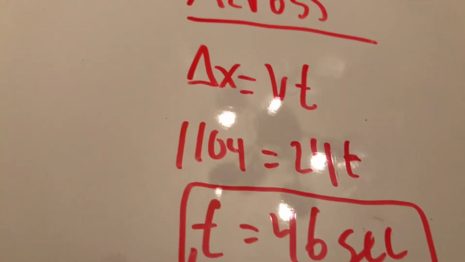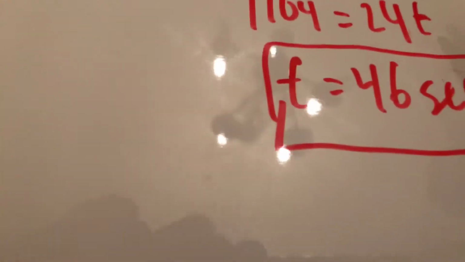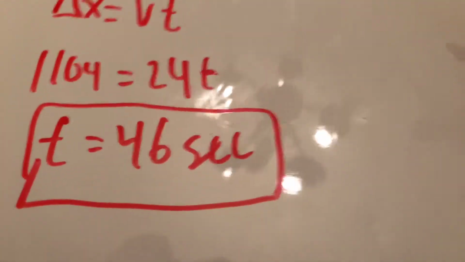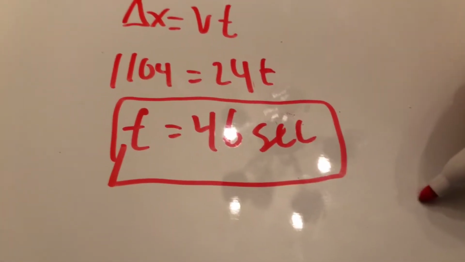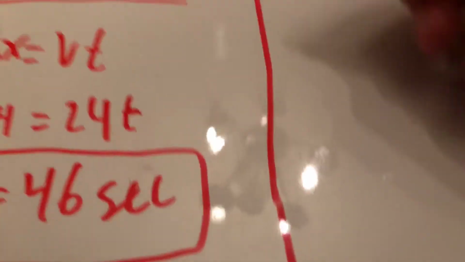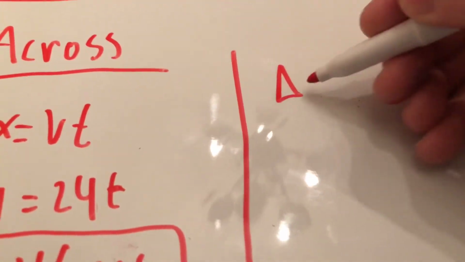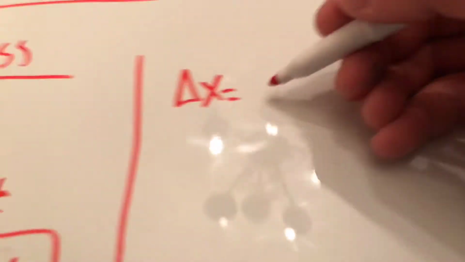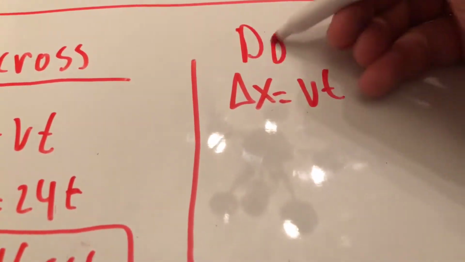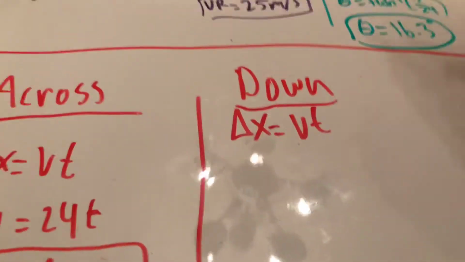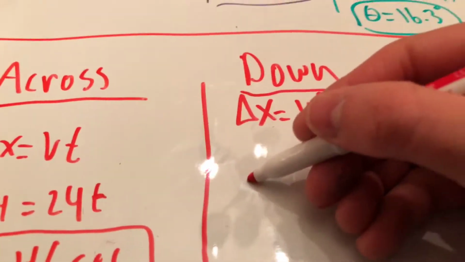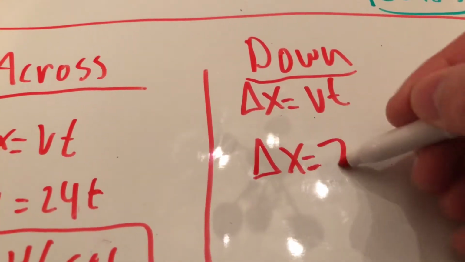And then the next part of this question is, so this gets me across. I get across the river in 46 seconds, but it doesn't tell me how far down I'll actually be. So now that I know everything in that equation, I can say that delta x is equal to VT, and now I don't know how far down. I just know that the river is 1,104 meters wide. So delta x is equal to 7.